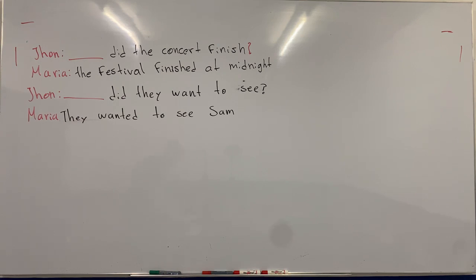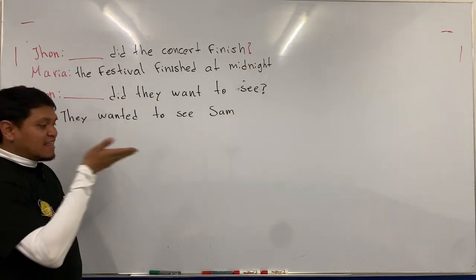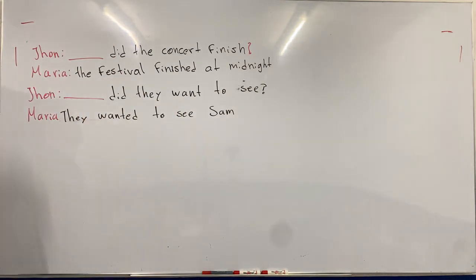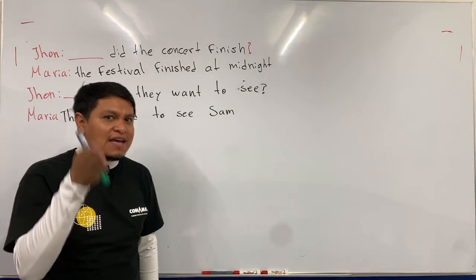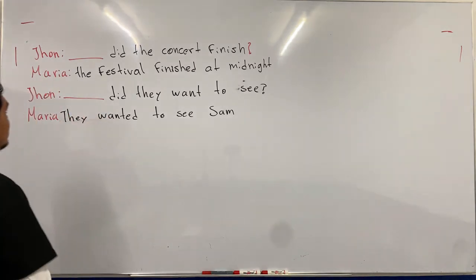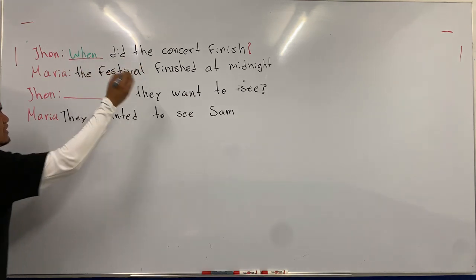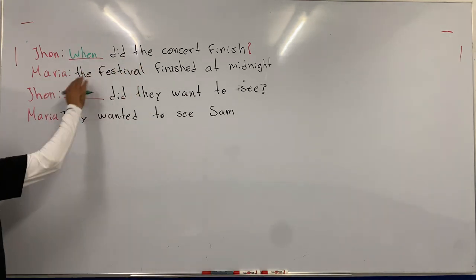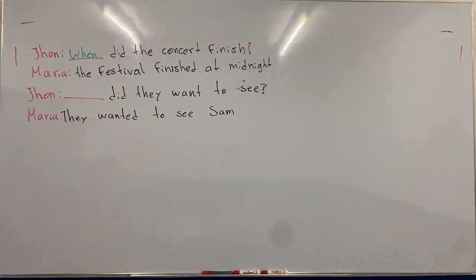Bueno, voy a darte las respuestas para estos. Para la primera, la de conciertos, sería checklist. At midnight. What means midnight? Medianoche. So, in this case, we want to know the precise moment that the concert finished. Right? For this, when did the concert finish, Maria? The festival finished at midnight. Nonetheless, did they want to see, right? They weren't to see Sam.